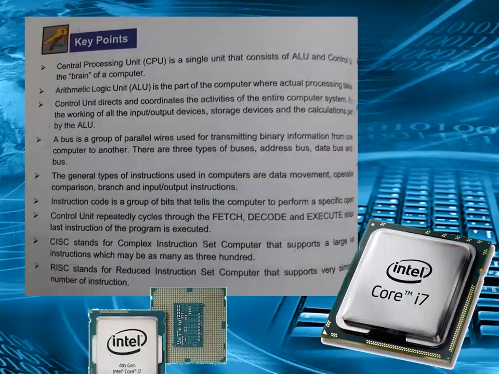So dear students, we have finished this chapter, and in this chapter we have discussed the following points. The Central Processing Unit, CPU, is a single unit that consists of the ALU and control unit, the brain of the computer system.